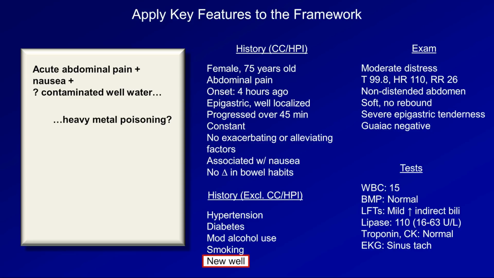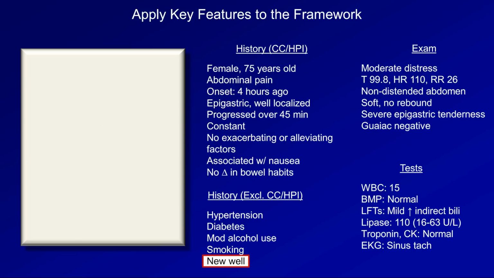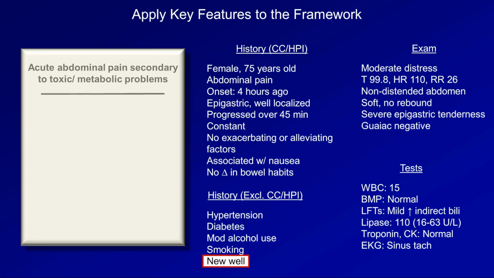This brings up an important point. If an element does not fit into the framework, yet still seems to be a key feature, the framework must be incomplete. In this case, I would add another category of diagnoses to our 4 existing categories of epigastric, right upper quadrant, left upper quadrant, and chest. That 5th category is acute abdominal pain secondary to systemic toxic metabolic problems. That is, acute abdominal pain that does not cleanly map to any one specific organ.